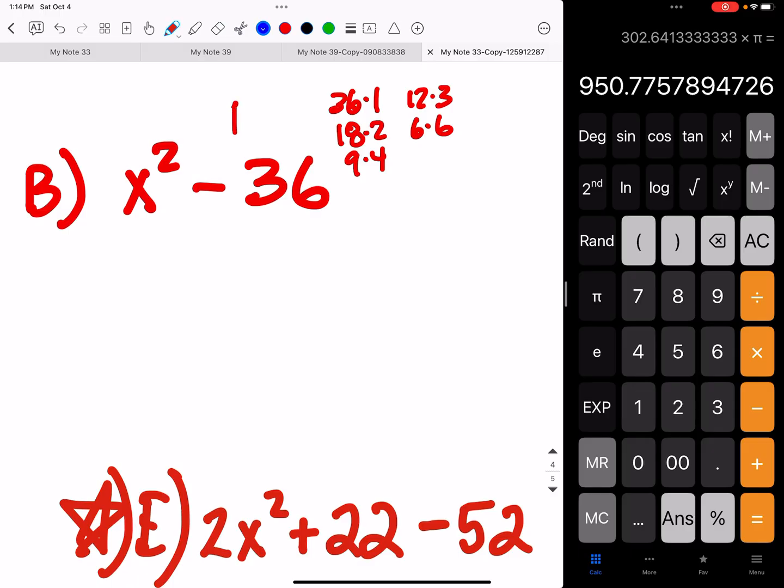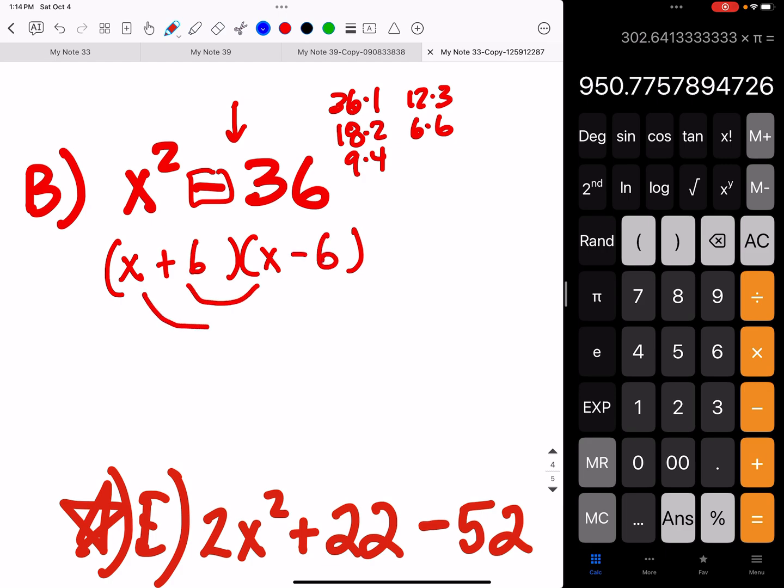Okay, notice there's no x's in the middle. Anytime there's no x's in the middle, that's because there's 0 x's. So when there's a negative, that means you're going to be x plus and minus the same number. That's how they cancel each other out. So it's going to be x plus 6 and x minus 6, because that's when you get plus 6x and minus 6x, so you get no x's.